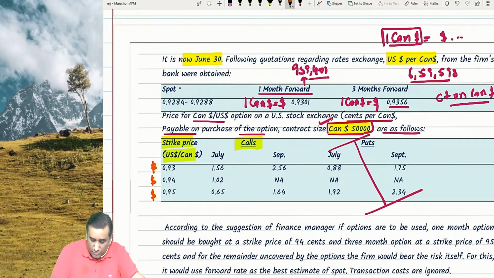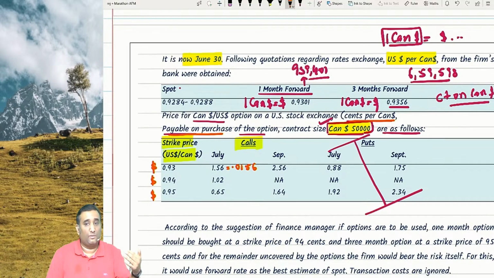1 Canadian dollar is equal to dollar. There are 3 strike prices. We do not know which contract will be taken, July, September, etc. Second, he said cents per Canadian dollar payable on purchase of the option. Cents per Canadian dollar payable on purchase of the option is the option premium. It certainly cannot happen that the strike price is 0.93 and the premium is 1.56. This will be read as actually 0.0156.